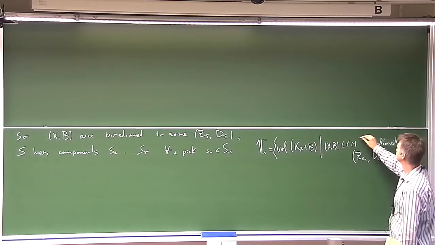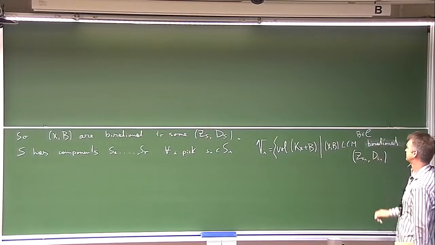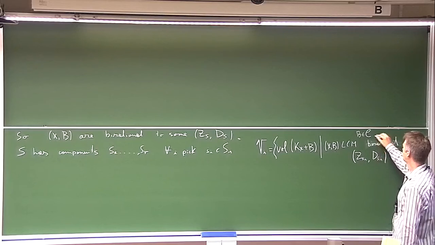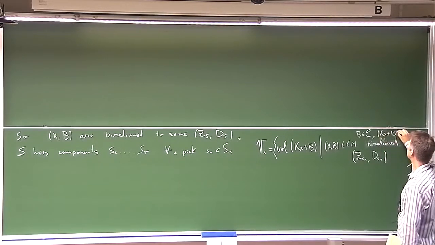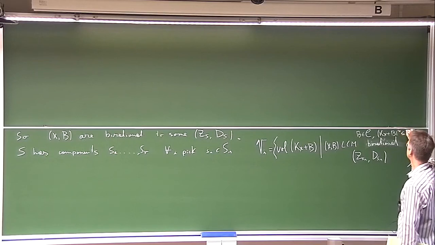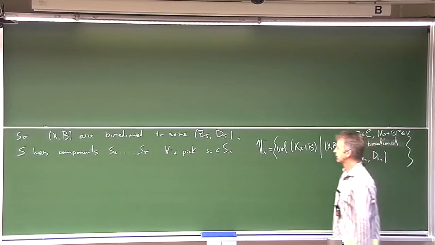I still have to insist that the coefficients belong to C. That doesn't follow from being birational. And I still have to insist that (Kx + B)^n is less than or equal to this fixed constant b.